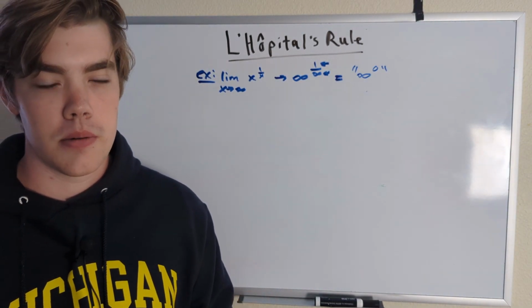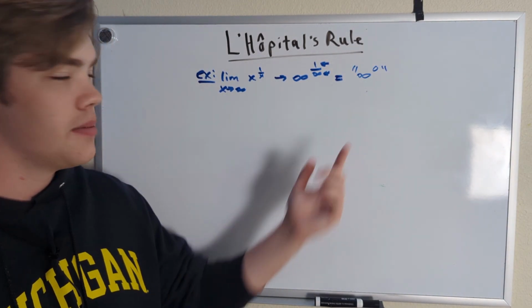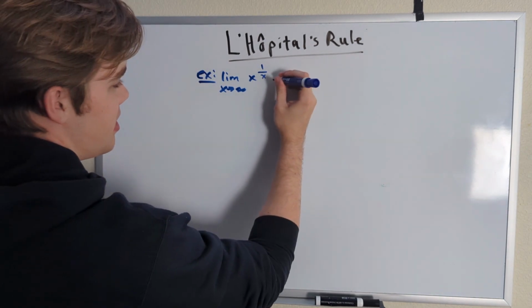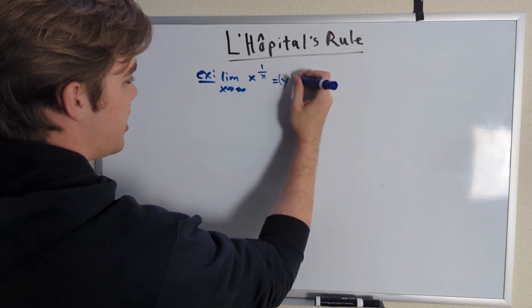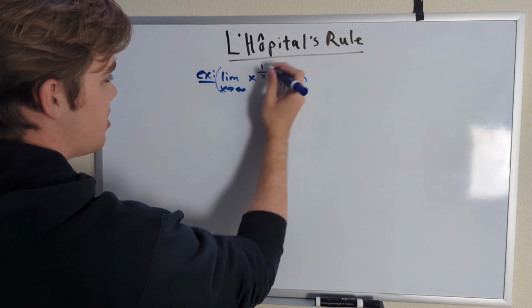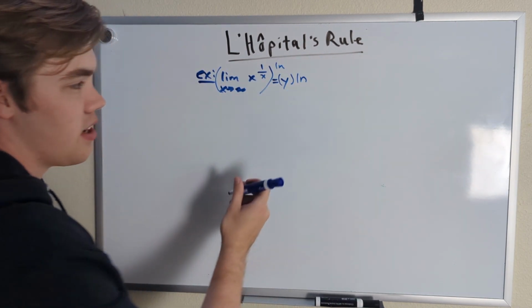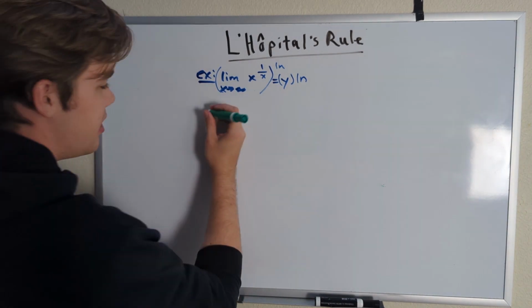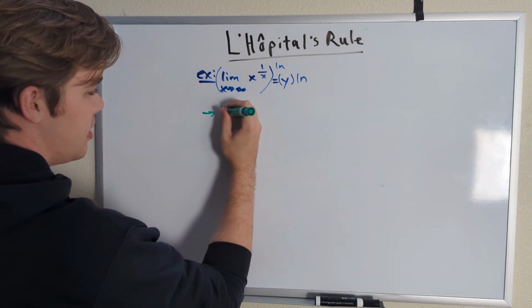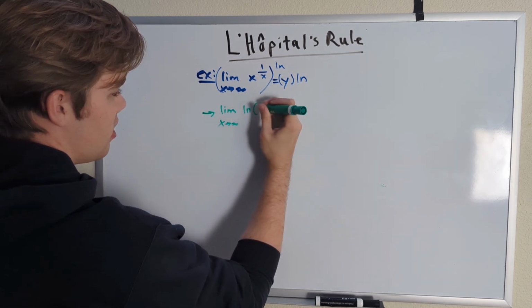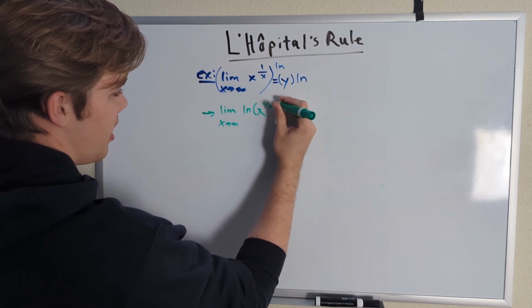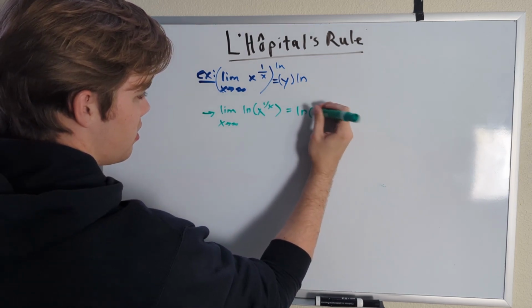So we can use some algebra manipulation in order to figure out what this limit is equal to in the first place. We're going to set this limit equal to y. And once again, since we have this exponent here, we're going to take the natural log of both sides. Let's grab the green marker and continue. This is now equal to the limit as x approaches infinity of the natural log of x to the 1 over x power is equal to natural log of y.